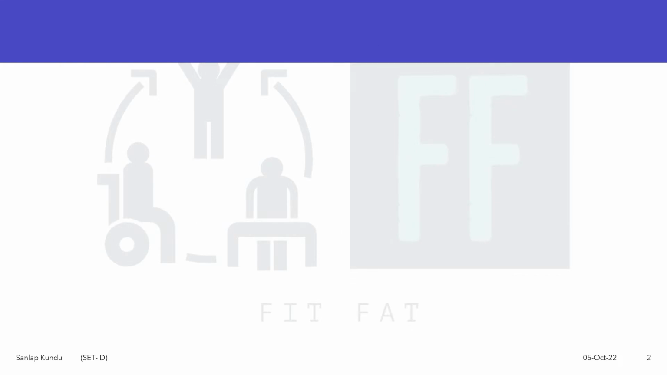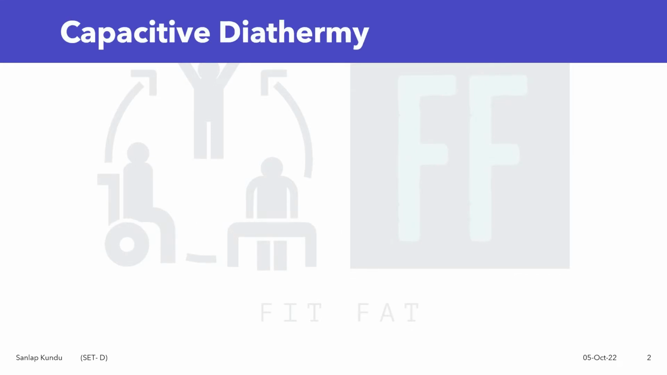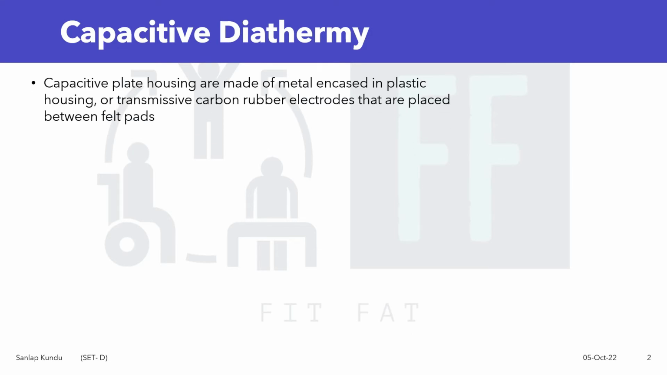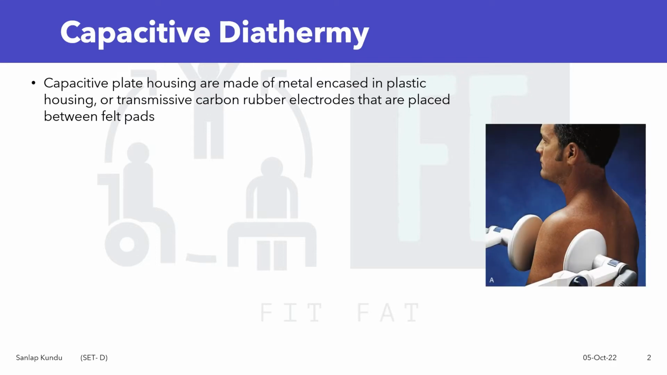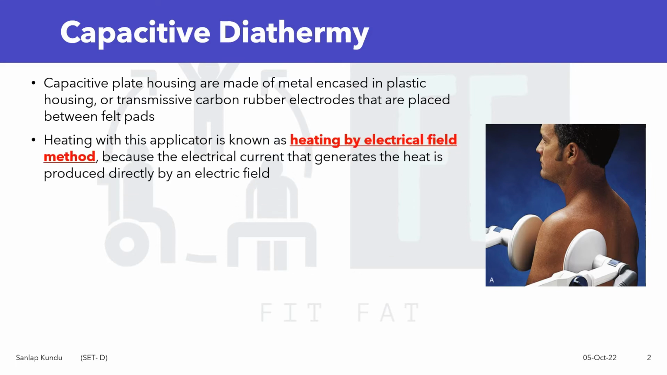Before we get to the answer, let's see some points on capacitive diathermy. Capacitive diathermy uses capacitive plate housings made of metal encased in plastic housing, or conductive carbon rubber electrodes, that are placed between felt pads. In this figure, you can see capacitive plate shortwave diathermy applicators placed around the target to produce an electric field directly. Heating with this applicator is known as heating by the electrical field method, because the electrical current that generates the heat is produced directly by an electric field.